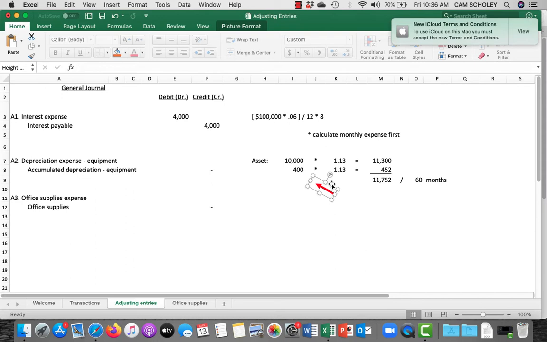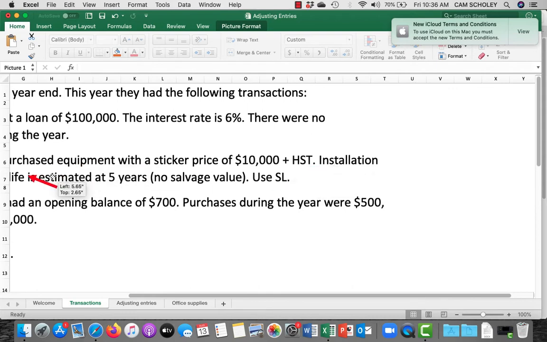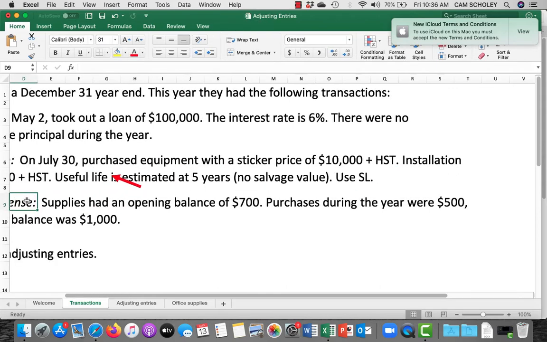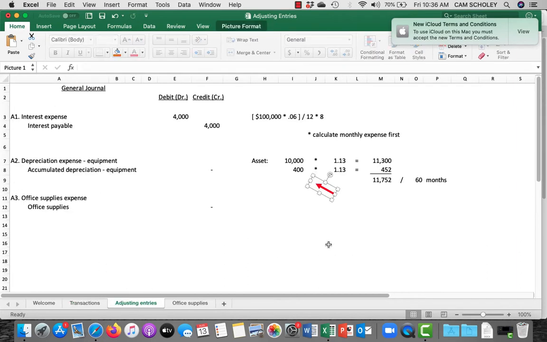It's all costs involved to get an asset ready for the company's use. So back over here, it starts with the sticker price, but you have to add any sales tax you paid. You also have to add in any installation fees, any costs that were involved in getting the asset up and ready for your use. So there's the $10,000 plus, let's say, 13% HST is $11,300.